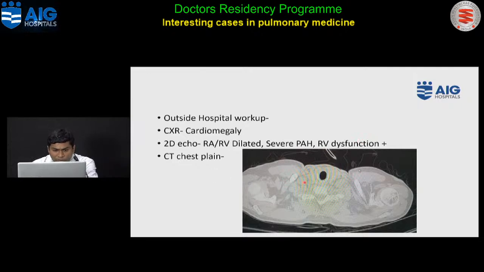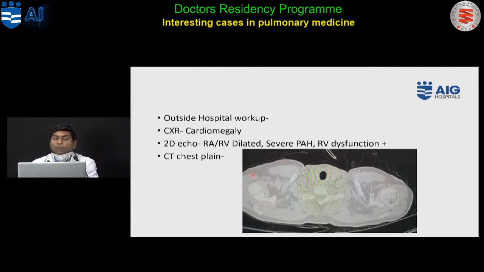I think the CT is not playing, but in the CT we had some opacities in the lung, in the lower lobes, some fibrotic opacities. So based on the CT plain report of these fibrotic opacities in the lower lobes, this patient was labeled as having a chronic lung disease with pulmonary arterial hypertension.